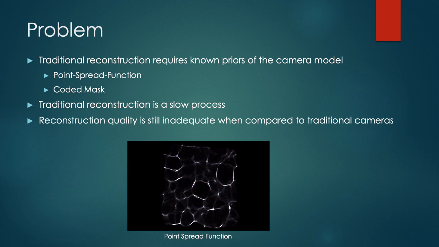The problem with traditional reconstruction methods is that they still need some known information from the camera model. This may be in the form of a point spread function or a coded mask, but these may not always be available, and there also might be variations in the calibration image. Traditional reconstruction is also a very slow process that requires several iterations to reconstruct adequately, and the reconstruction quality might still not be up to par with lens-based cameras.